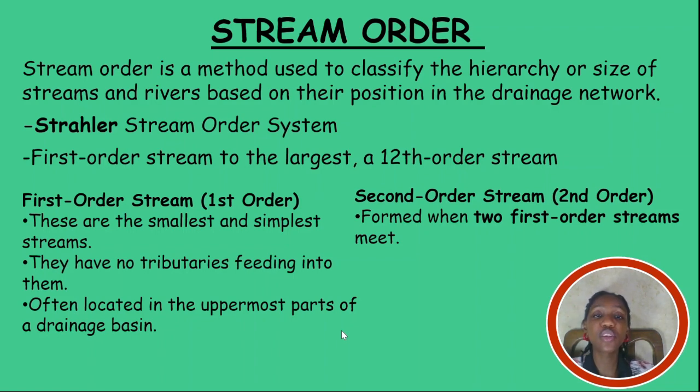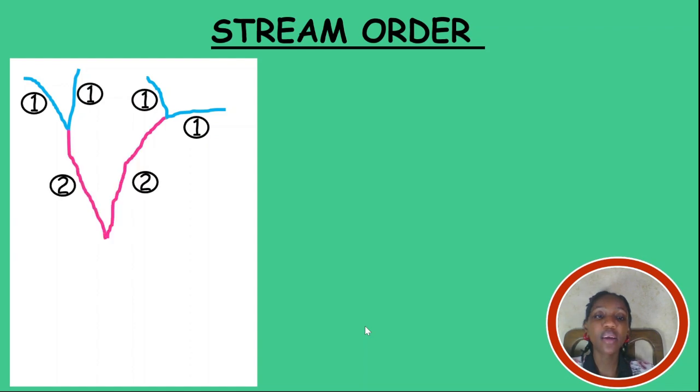So now let's illustrate this to make it easier to understand. Let's start from the top. First order streams, as we said earlier, are located at the top of the map, and they have no tributaries. They're usually the smallest and the simplest of the streams. Now the first order streams combine, and that gives us two second order streams. As you can see, two first order streams combined here and here, and now we have two second order streams. Now when these second order streams combine, we have a third order stream, and this keeps on going till we have the largest, a 12th order stream.